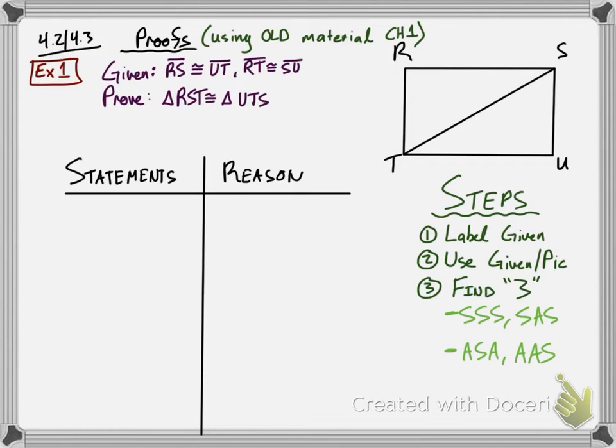So our first proof here, our given information is RS is congruent to UT. And we also know that RT is congruent to SU. And our reason here is that it is given. We are told that. Now I'm also going to make marks in my picture here. So RS and UT, they'll both receive 1 tick mark. RT and SU, those will both receive 2 tick marks.